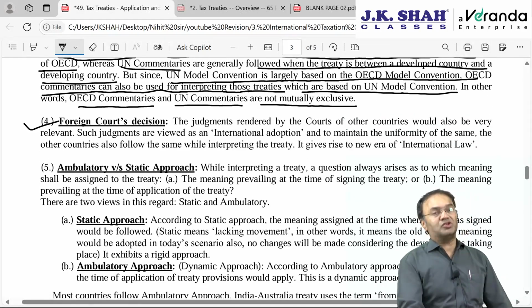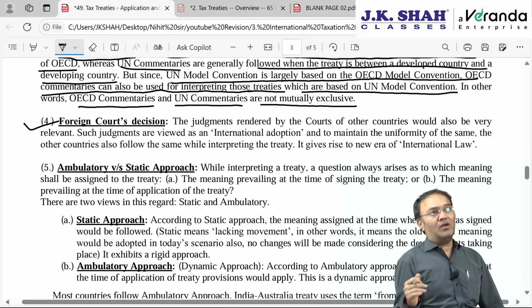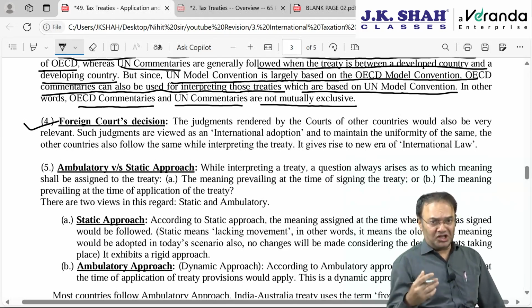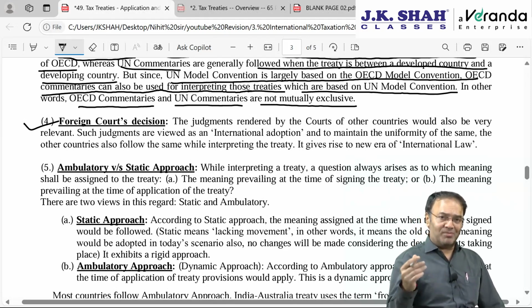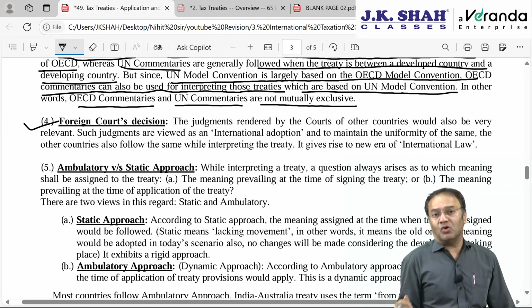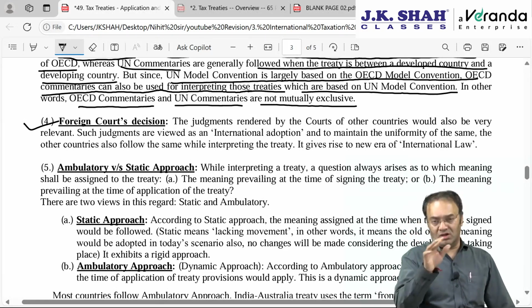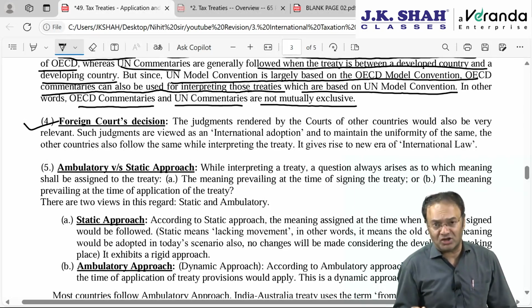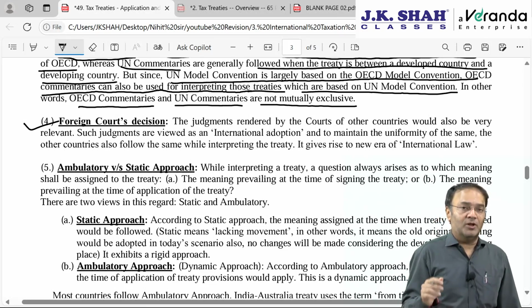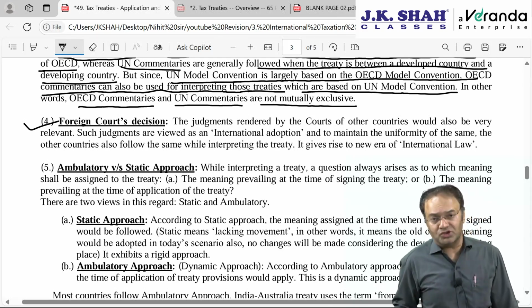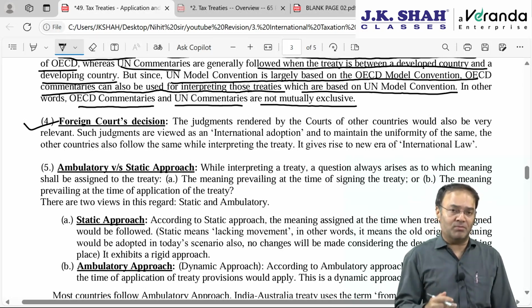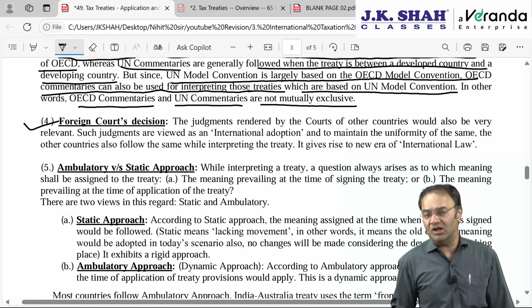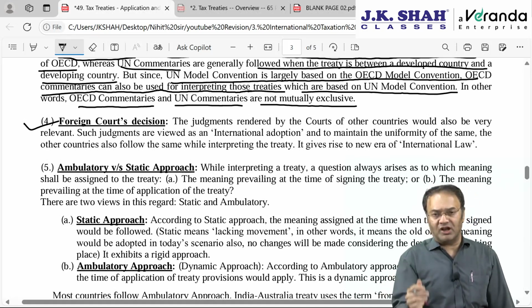Next is foreign courts' decisions. So in India, we have states. 28 states are there: Gujarat, Maharashtra, Punjab, Haryana, Tamil Nadu, Karnataka, Kerala. A decision rendered by one High Court is not binding on the High Court in another state, but people in the other state can use it as an external aid, as a reference. A Gujarat High Court decision can be used in Maharashtra. A Maharashtra High Court, that is Bombay High Court, decision can be used in Karnataka for reference purposes.